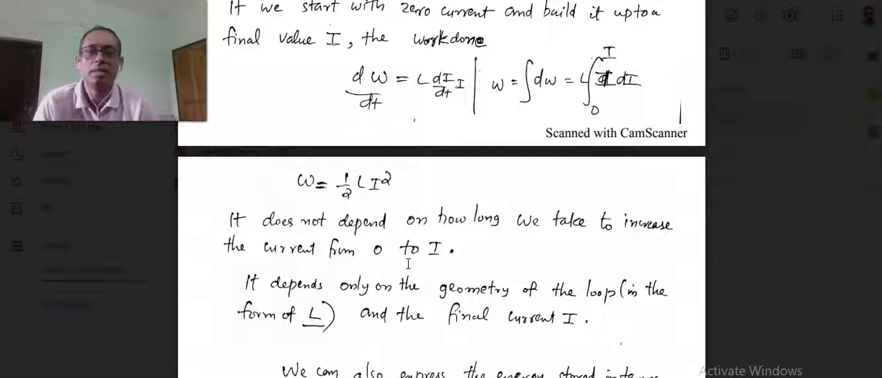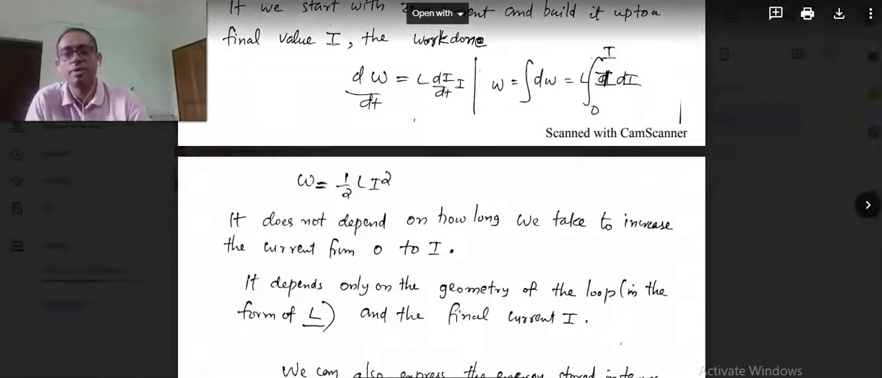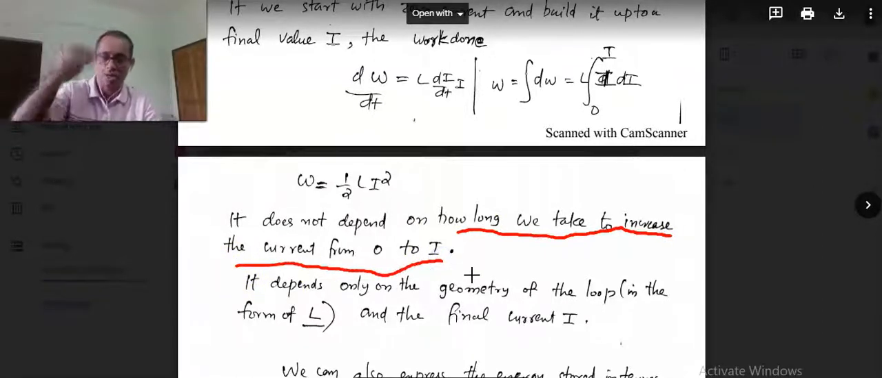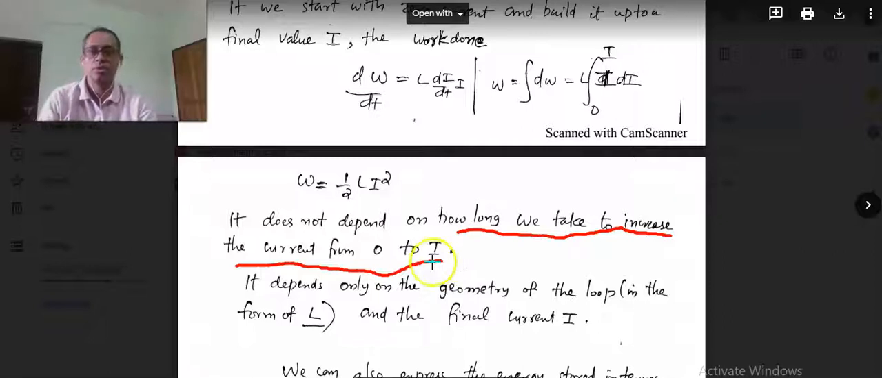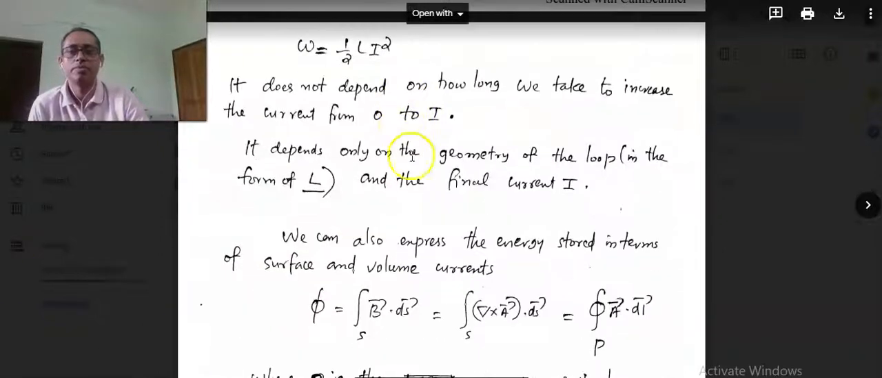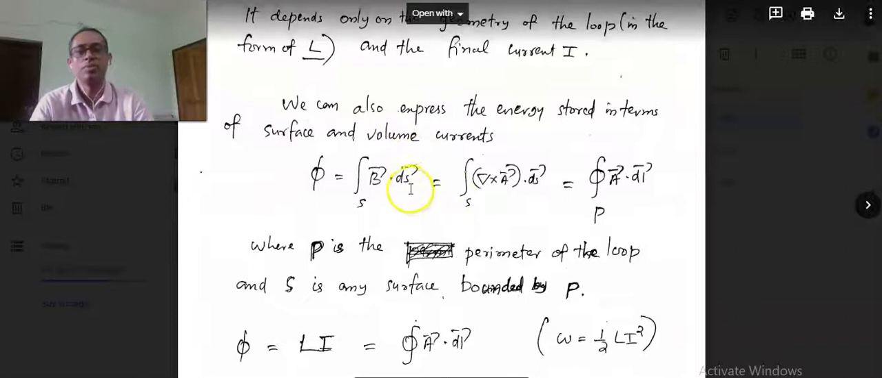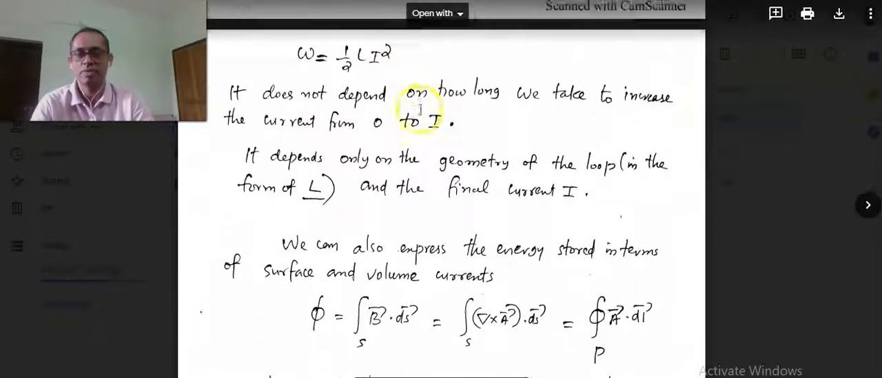L is the inductance. It depends on the geometry of the circuit, the geometry of the loop, and I is the final current. It does not depend on how long we take to increase the current from 0 to I. It depends only on the final current. So this is the expression for the work done.